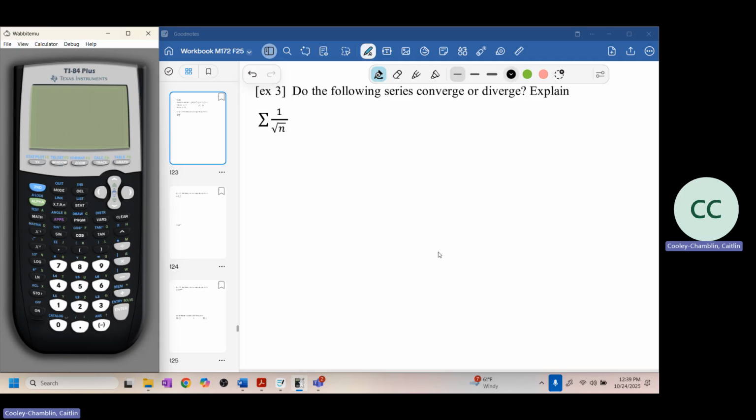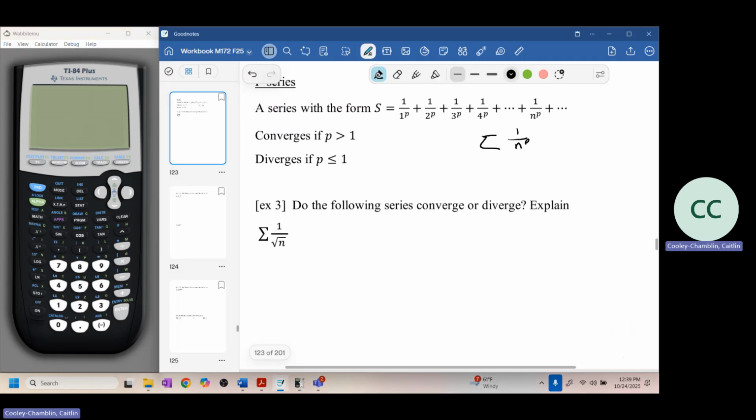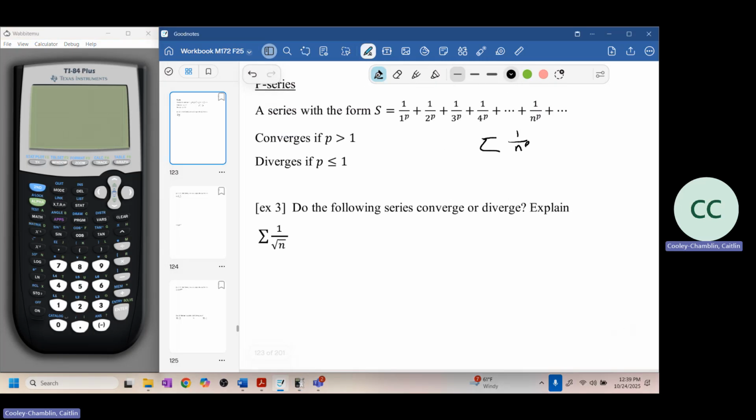So let's look at this first example. It says, do the following series converge or diverge, explain. So let's go ahead and write this out. We have the summation of 1 over the square root of n, which if we wrote this out, if I plug 1 in, I get 1 over 1 to the 1/2. If I plug in 2, I get 1 over 2 to the 1/2 plus 1 over 3 to the 1/2 plus 1 over 4 to the 1/2. And it just keeps on going and going and going.